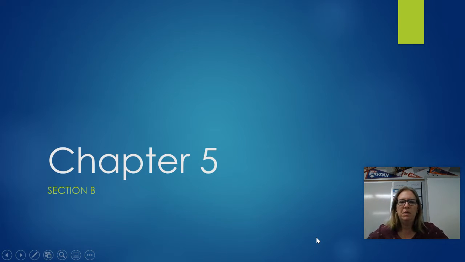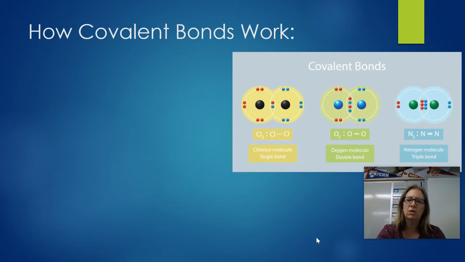Hi guys, welcome to section B of chapter 5. A lot to talk about in this section. So let's get started. I told you we're going to talk more about those covalent and ionic bonds. Let's jump into the covalent bonds.